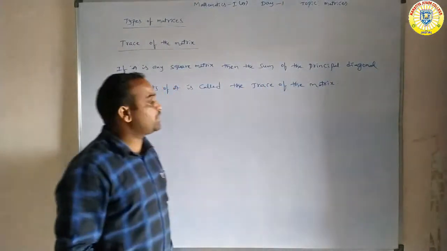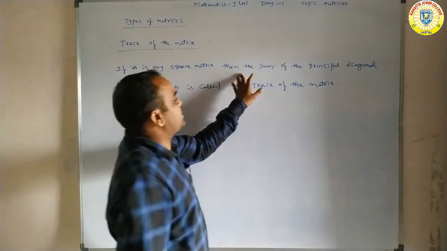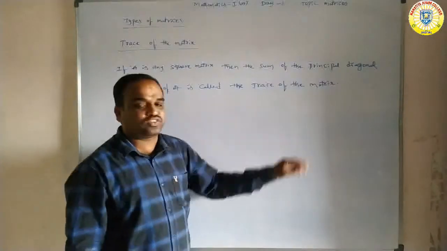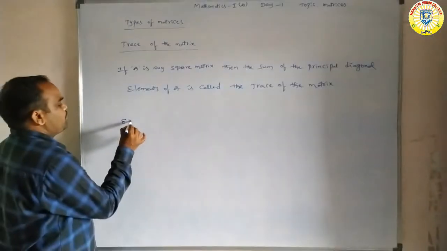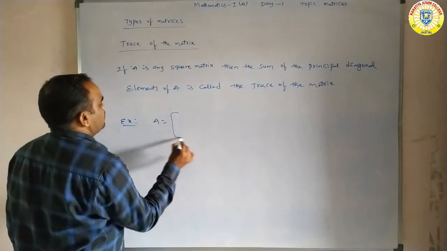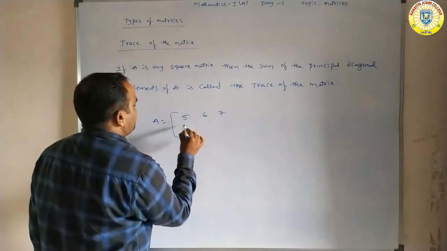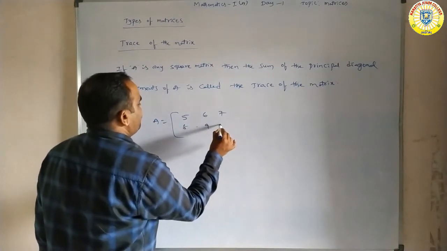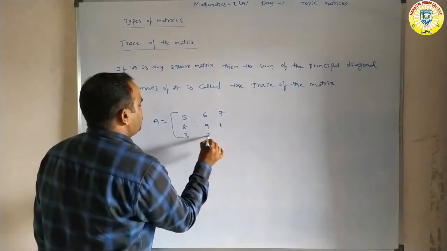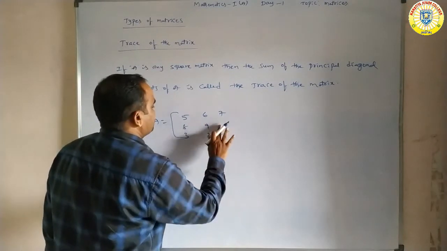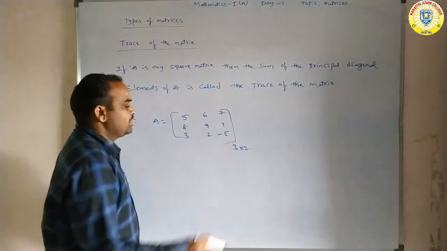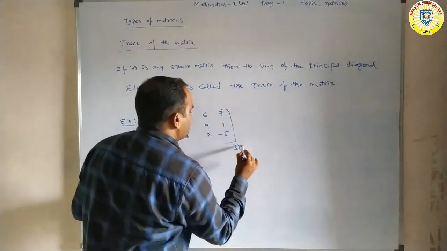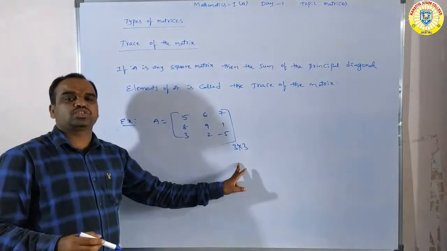Okay, now see here, again repeating. If capital A is any square matrix, then the sum of the principal diagonal elements of capital A is called the trace of the matrix. Now here, example we are writing: A is equal to 5 6 7, 8 9 1, 3 2 minus 5. What is the order of this matrix? 3 cross 3. Clearly this is a square matrix.